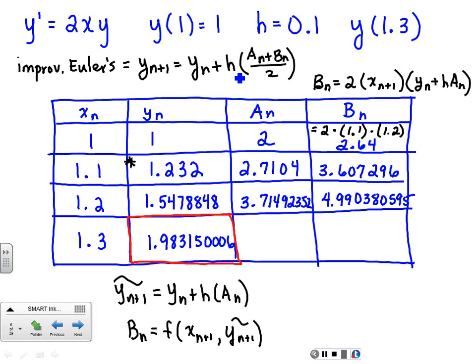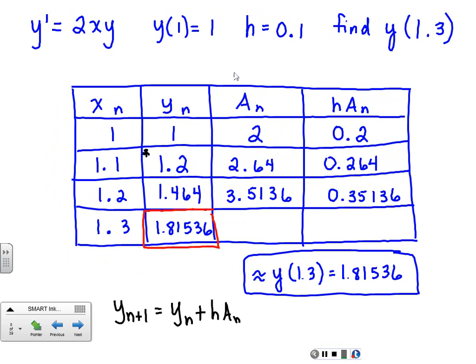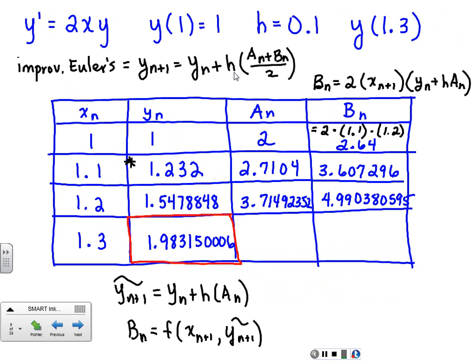How much did this change it by? A good little bit, didn't it? With regular Euler's method, what did we approximate 1.3 to be? So there is some error there in between the two methods. 1.81 to 1.98, there is some error. But this is supposed to be your better method. This is supposed to be your better method.